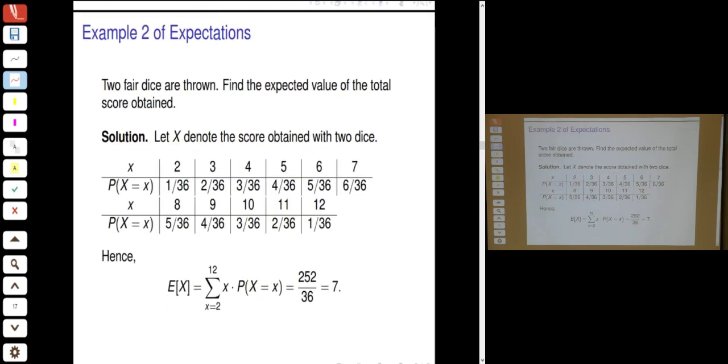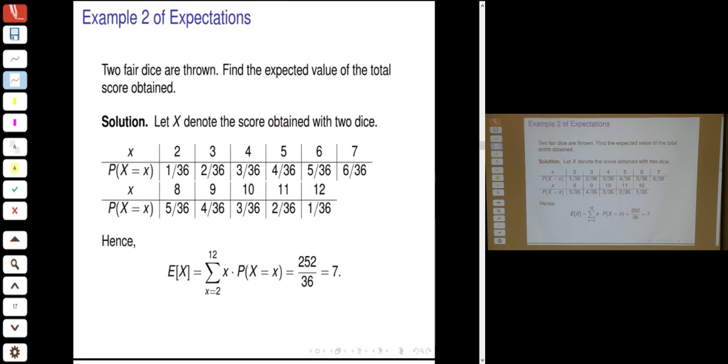Okay, so let us continue with expectations. Two fair dice are thrown. Find the expected value of the total score obtained. So again, you think of the total score. If you throw two fair dice, and the results of the two dice are independent, it is a pair of numbers, each number between 1 and 6. So there are 36 possibilities in total, and each of these 36 possibilities is equally likely.